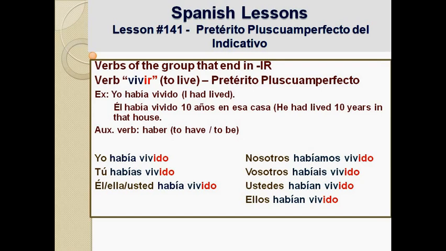It's the only one that is conjugated for every single subject pronoun, okay? And the verb vivir, or whatever verb we want to conjugate, remains the same, right?